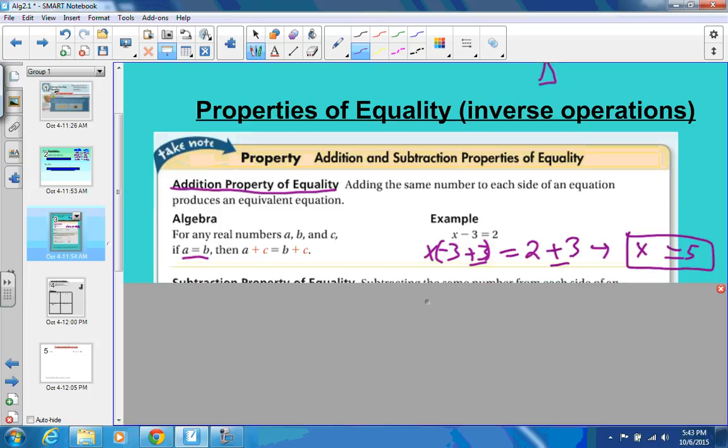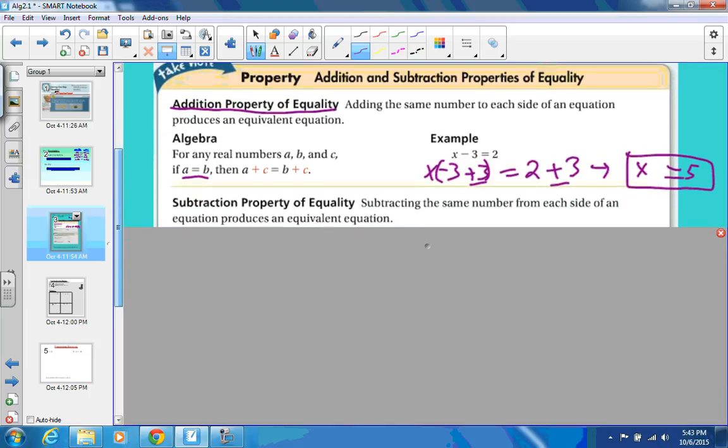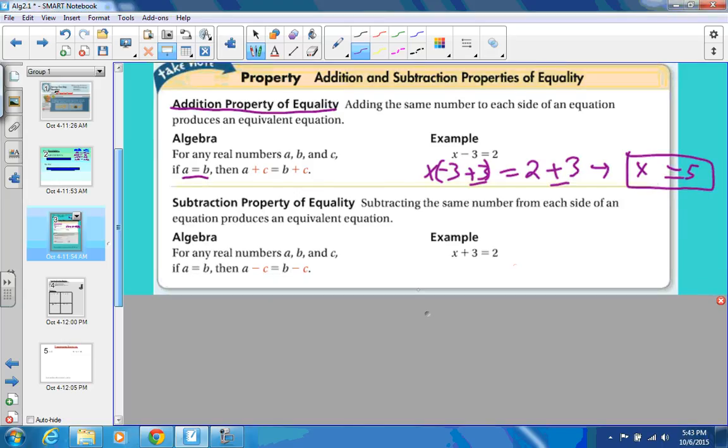All right, subtraction is the next one. The subtraction property of equality would again be the inverse of addition. This property says that subtracting the same number from each side of the equation produces an equivalent equation, so it would still be equal on both sides. Basically, with a equals b, you can subtract c from both sides, and that'll keep it in balance.